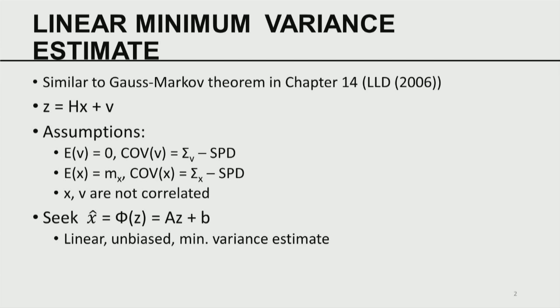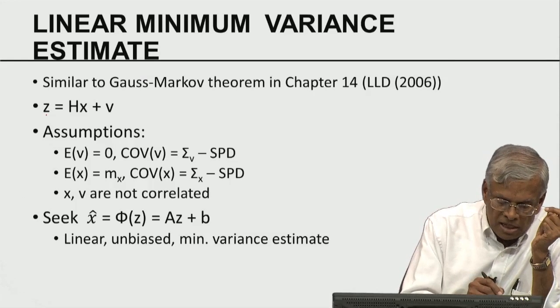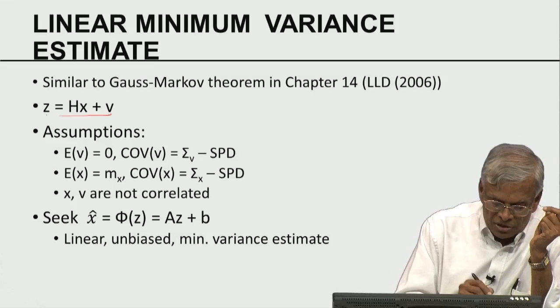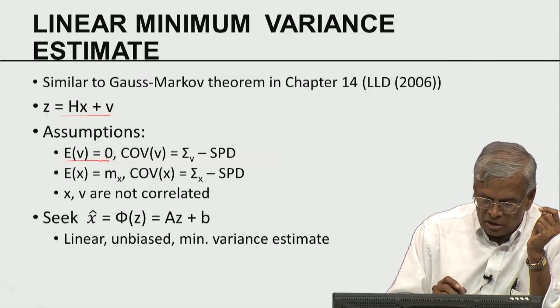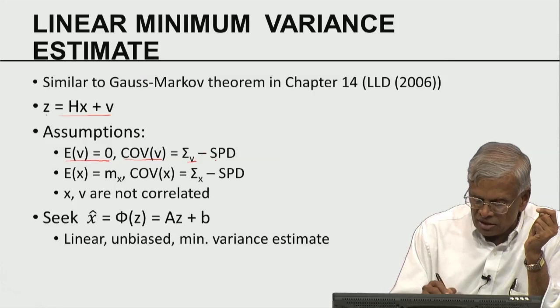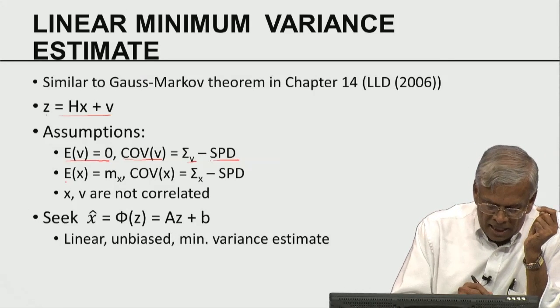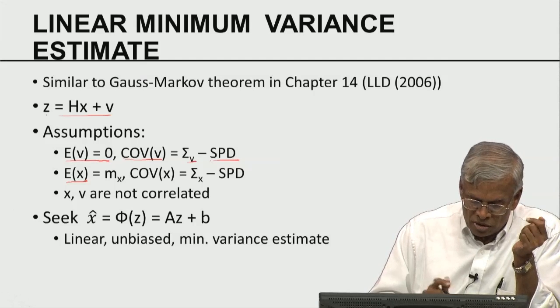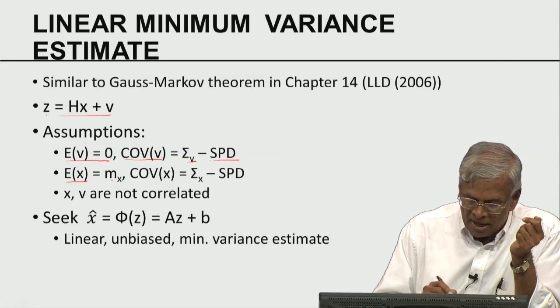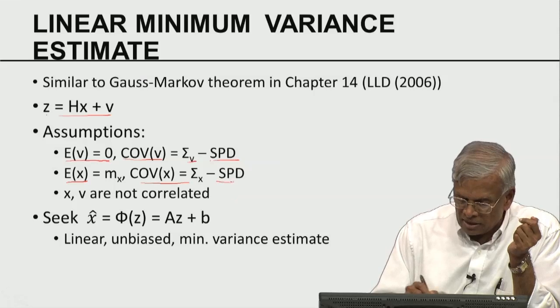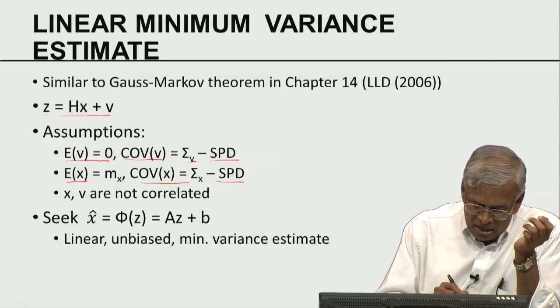Linear minimum variance estimate is something similar to the Gauss-Markov theorem. The Gauss-Markov theorem essentially relates to least square estimates. Let Z be equal to Hx plus V. The assumptions are the noise has mean 0, the covariance of the noise is sigma V, which is SPD. X is random, I have a prior distribution. The prior has a mean Mx, the covariance of this is sigma X, that is SPD. X and V are not correlated.